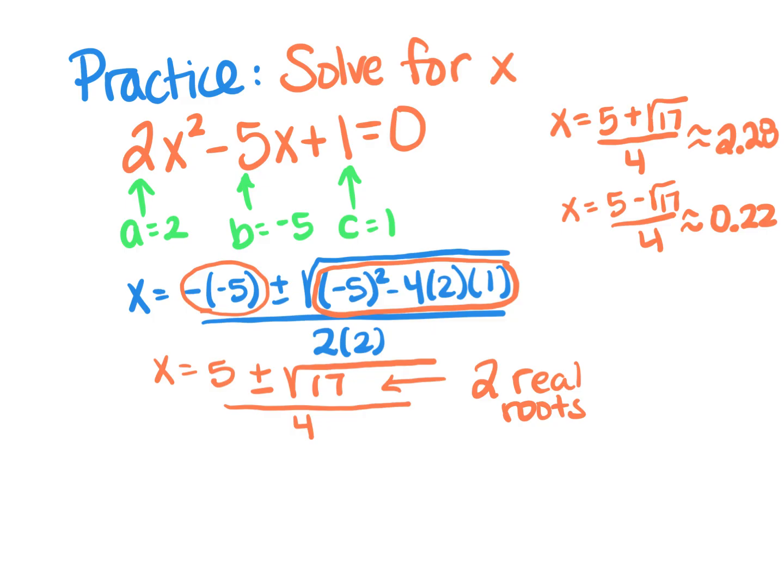Again, these are decimals. You wouldn't be able to do this problem with factoring. If you can factor, factoring is always faster. Quadratic formula works every time you have a quadratic. So if you're ever stuck, you can't find the factors, you could use quadratic formula. But for something like this, you would have to use quadratic formula.